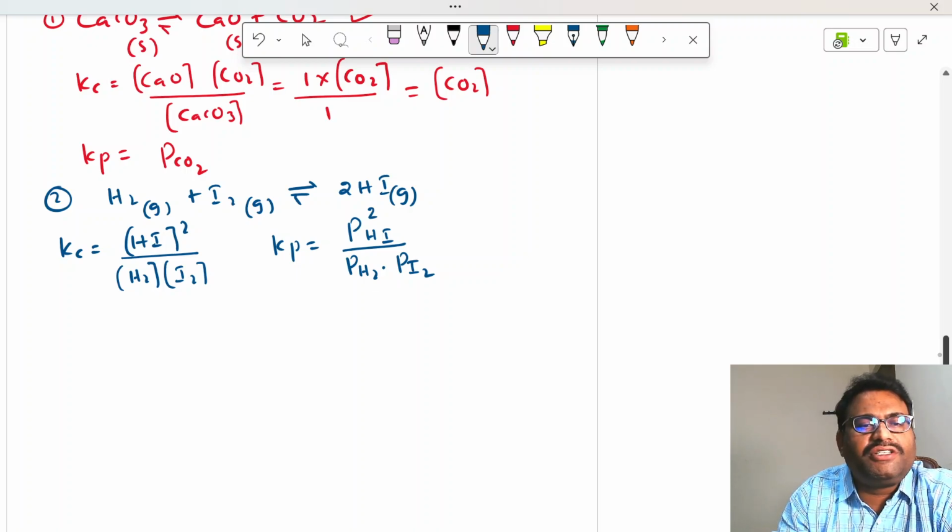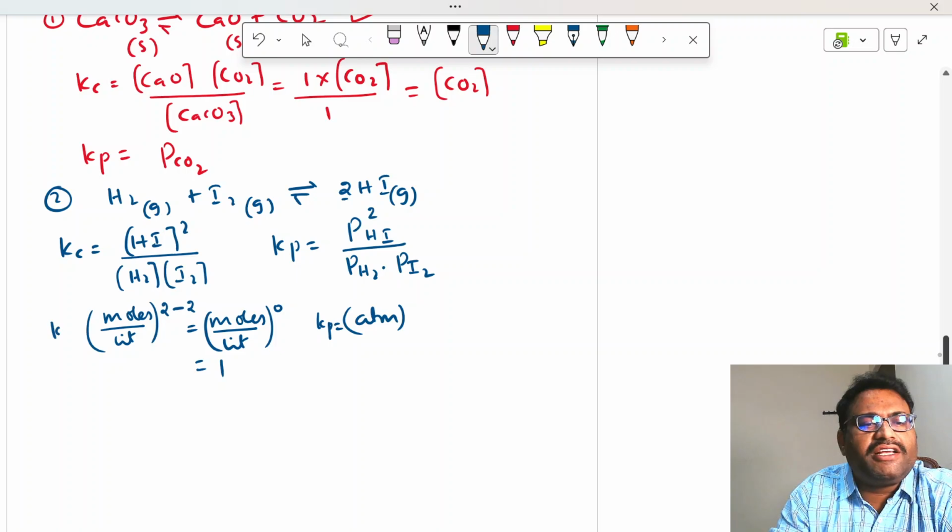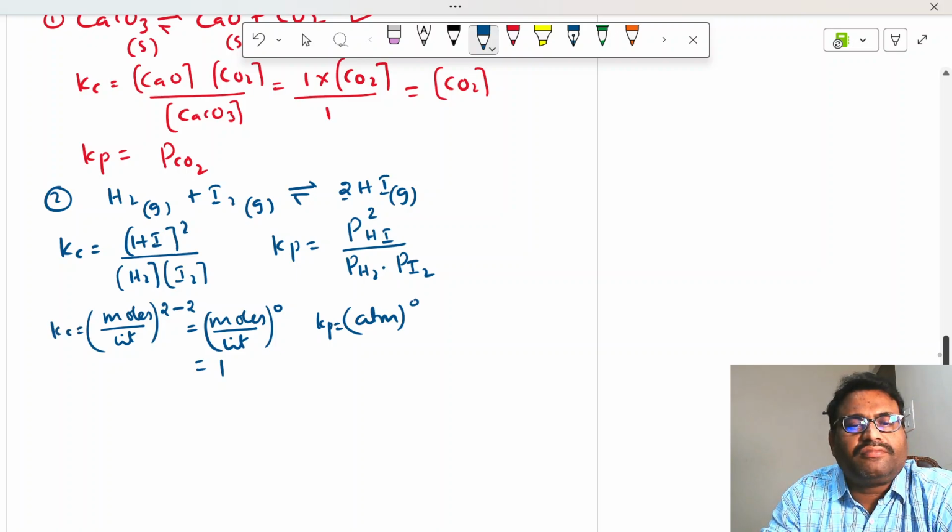If I write units, concentration is moles per liter. Delta n we write. What is delta n? Here 2, here 1, here 1, right? So 2 minus 2 is equal to 0. Moles per liter power 0 is equal to 1, no units. In the same way, atmosphere power 0. These are Kp units and these are Kc units, that is equal to 1.